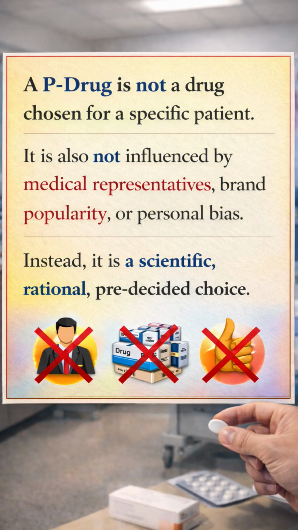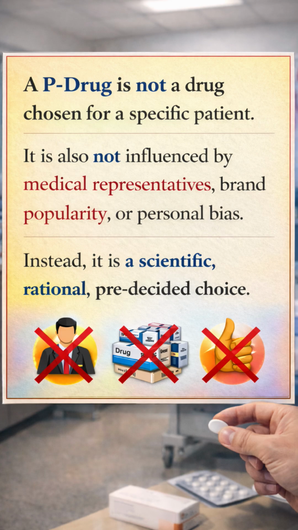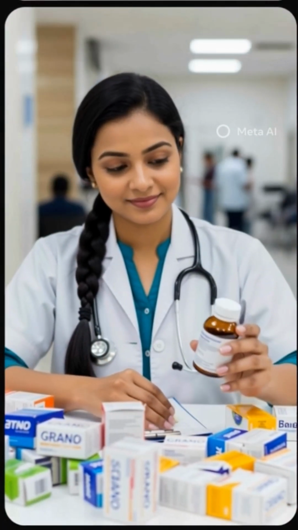A P-drug is not a drug chosen for a specific patient. It is also not influenced by medical representatives, brand popularity, or personal bias. Instead, it is a scientific, rational, pre-decided choice.